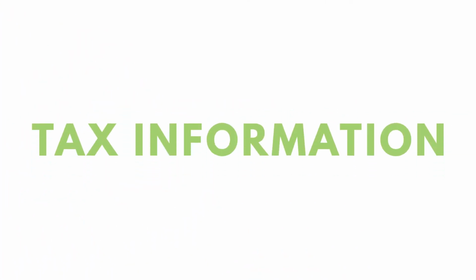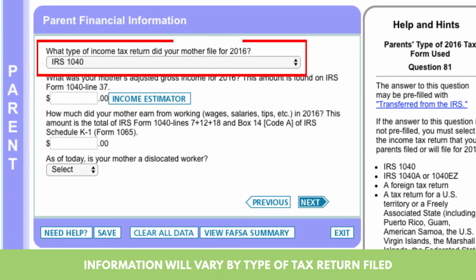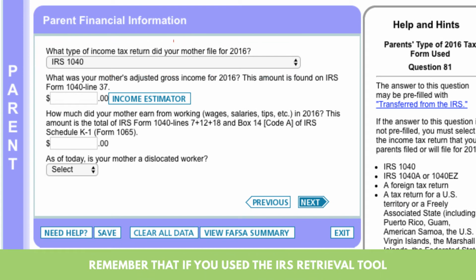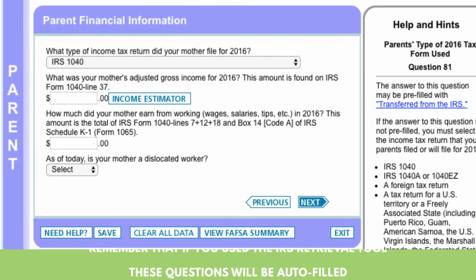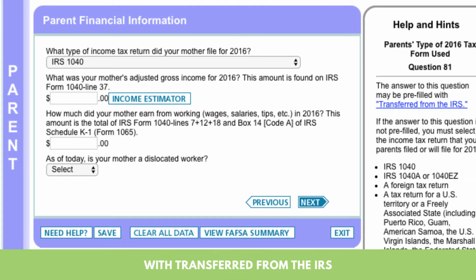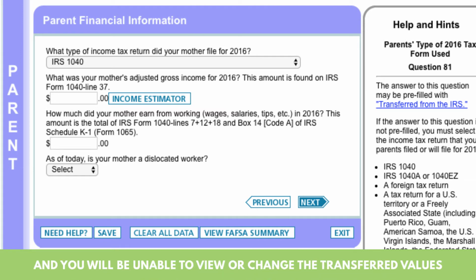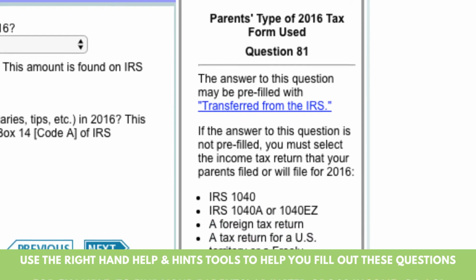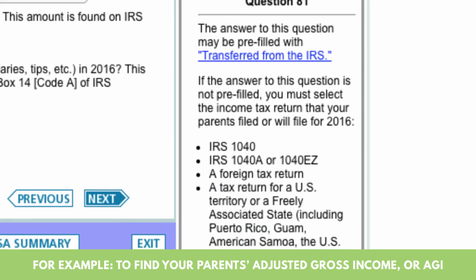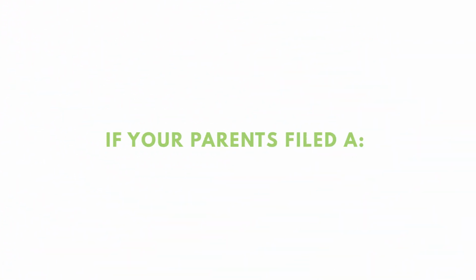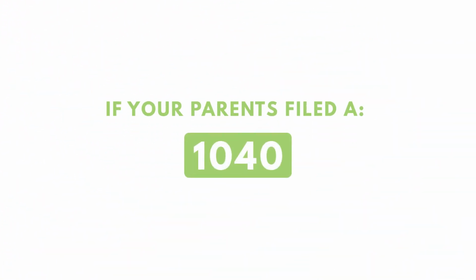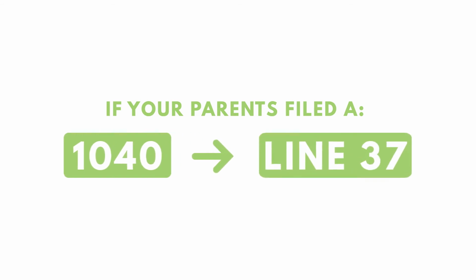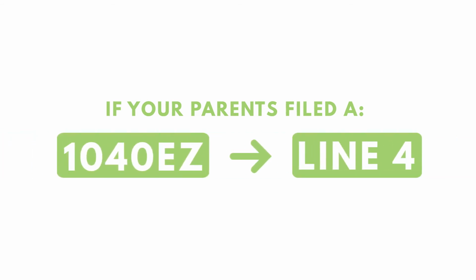Part 3. Tax information. Information will vary by type of tax return filed. Remember that if you use the IRS retrieval tool, these questions will be autofilled with Transferred from the IRS, and you will be unable to view or change the transferred values. Use the right-hand Help and Hints tools to help you fill out these questions. For example, to find your parents' adjusted gross income, or AGI, if your parents filed a 1040, their adjusted gross income is on line 37. If your parents filed a 1040-EZ, their adjusted gross income is on line 4.